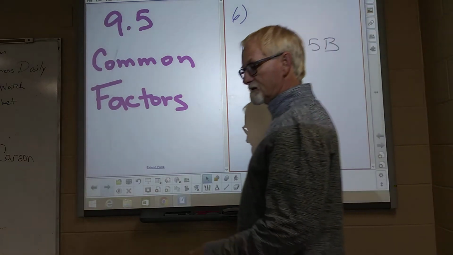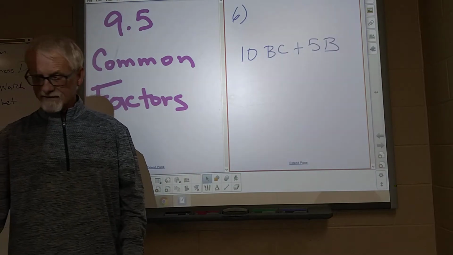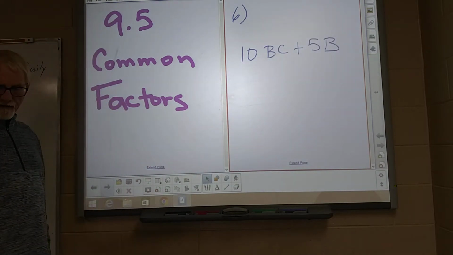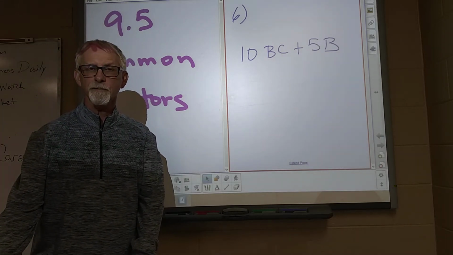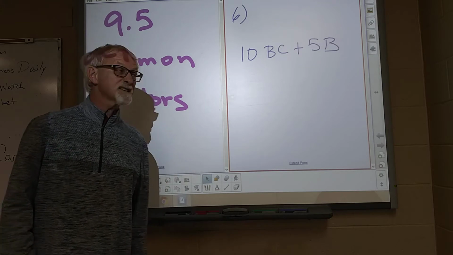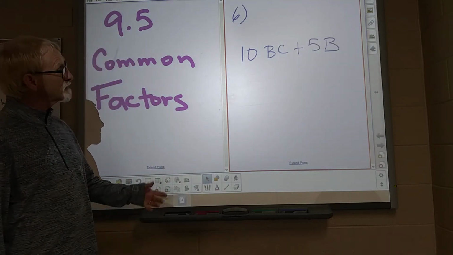Well, good day, students, and this is the next to last lesson. Today we are on lesson 9.5, common factors. This is going to pull heavily on your ability to remember your middle school and what the greatest common factors are. So let's take a look here.